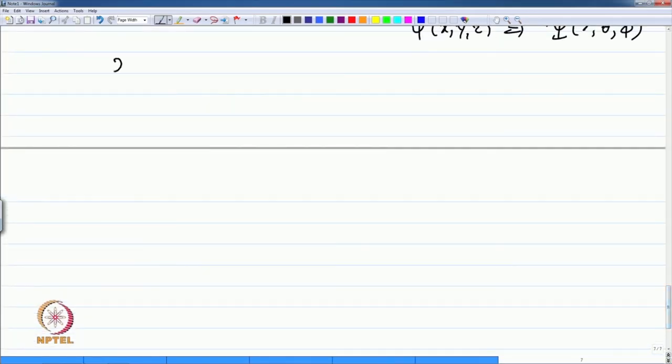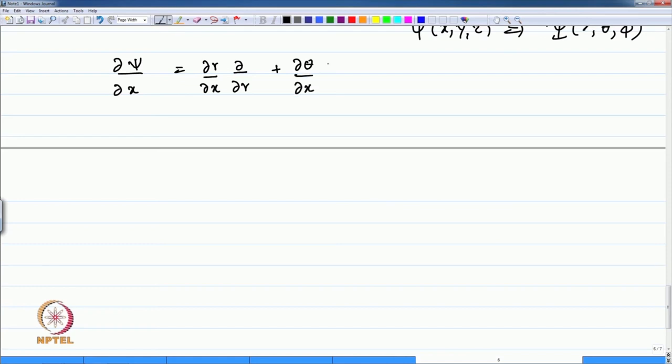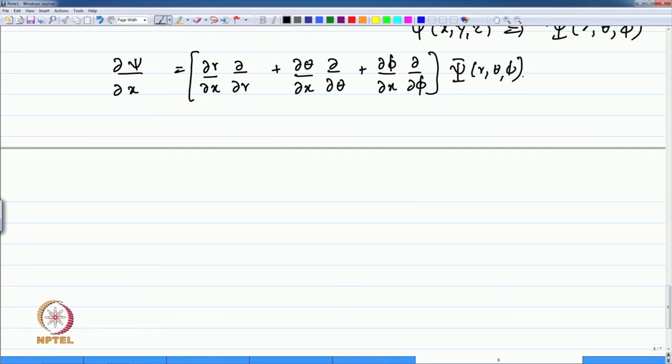which tells you how to calculate ∂psi/∂x as nothing other than ∂r/∂x ∂/∂r plus ∂theta/∂x ∂/∂theta plus ∂phi/∂x ∂/∂phi acting on the wave function psi(r, theta, phi). So, this is the transformation of the derivative form of the Cartesian coordinate into the corresponding polar coordinates.